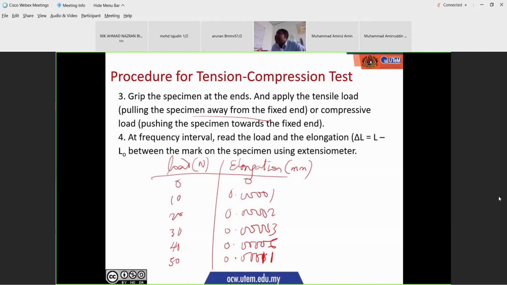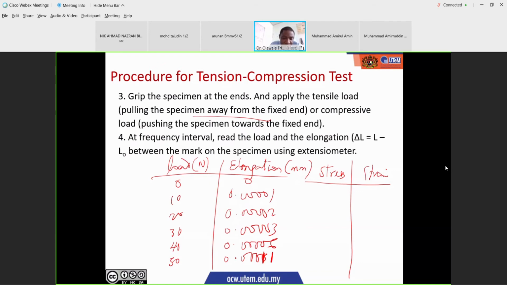Number 5, you need to change this load and elongation to stress and strain. How do you change this to stress and strain? What is the formula for stress? F over A.